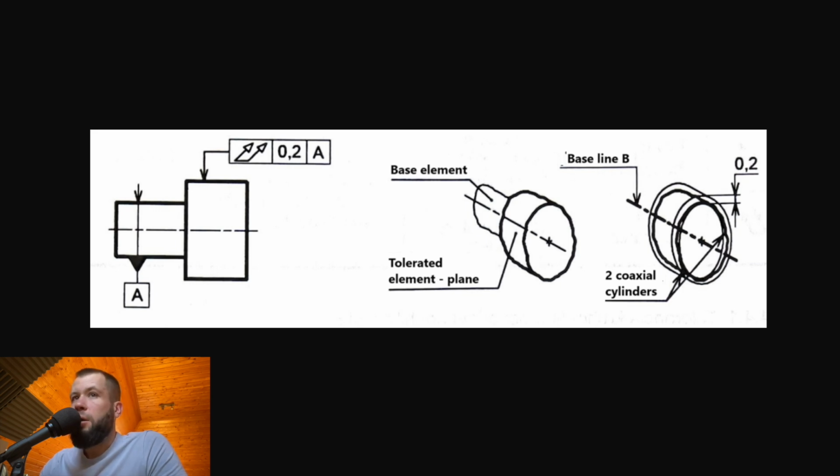The tolerance of the total circumferential runout is the difference of the largest and smallest distance of all points of the real surface in the range of the reference section from the base axis, as you can see in this picture.